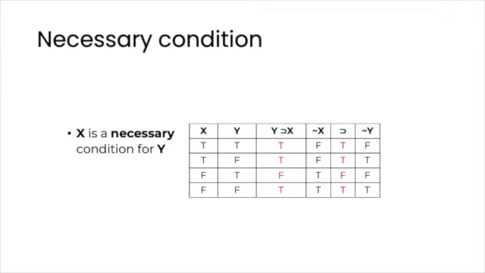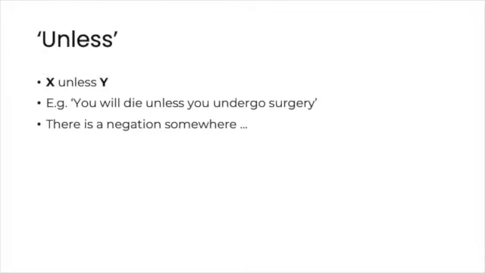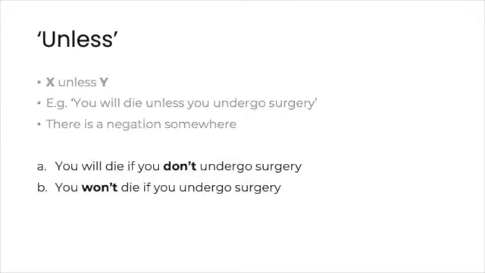Another construction that can be symbolized with a conditional is unless, as in, you will die unless you undergo surgery. The SL symbolization has a conditional, and we know that there's also a negation somewhere in the sentence. Where is it? Is it as in A, you will die if you don't undergo surgery? Or as in B, you won't die if you undergo surgery? It is definitely as in A.